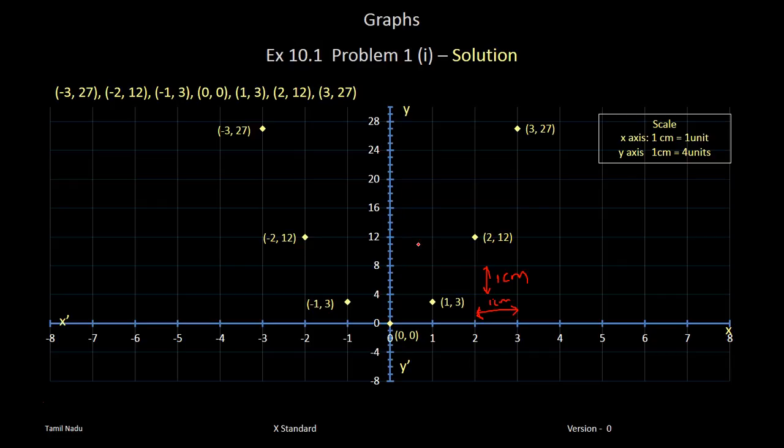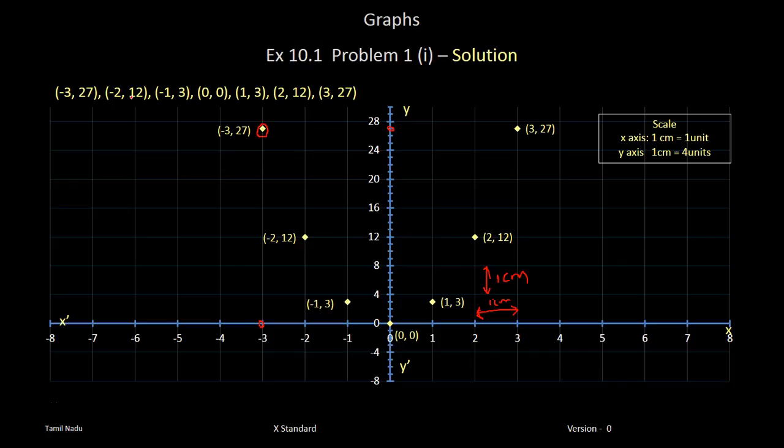Now let's put all the points. I've got all the points listed here. So -3, 27. So this is x equal to -3 and y equal to 27. So this is -3, right? And 27. So 24, 25, 26, 27. So this is your y value. So how will you plot it? You go in this horizontal direction, and here you go vertically up. The point at which they intersect is the particular point. So this is -3, 27.